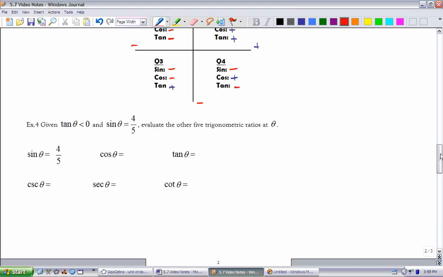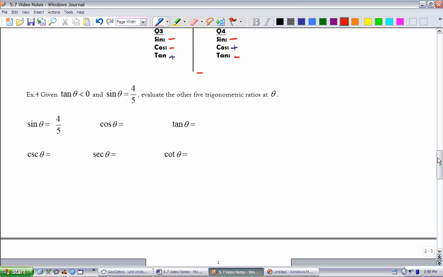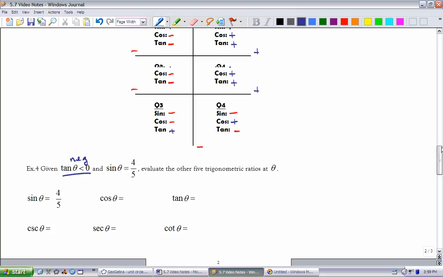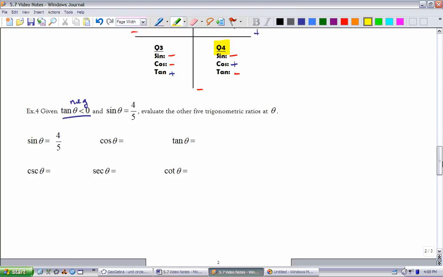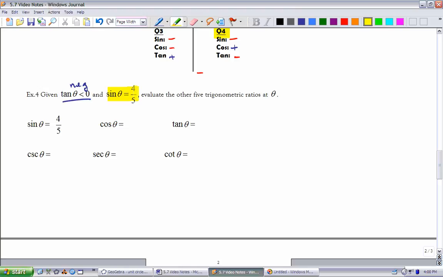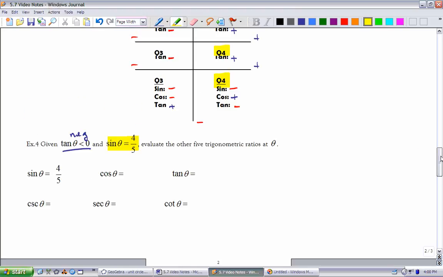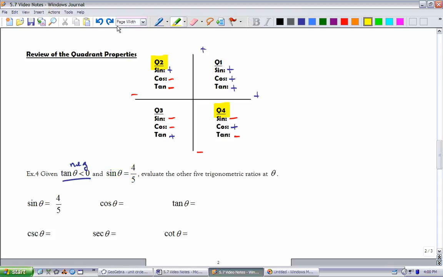That leads us to our next example, where we have to use some of this information to help us out. They're going to tell us that tangent here is less than 0. That means tangent is negative. Now, first off, that narrows it down already to two different quadrants. It's either going to be in quadrant 2 or quadrant 4, because those two places are where tangent is negative. Next, they tell us that sine is 4 over 5. Well, that implies that sine is positive. So, the only place where tangent is negative and sine is positive is right here in quadrant 2.